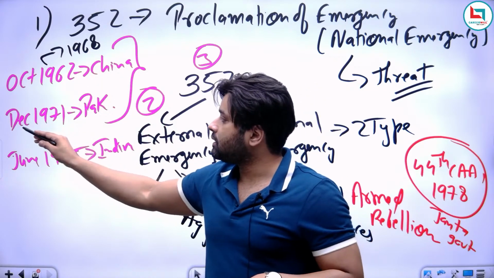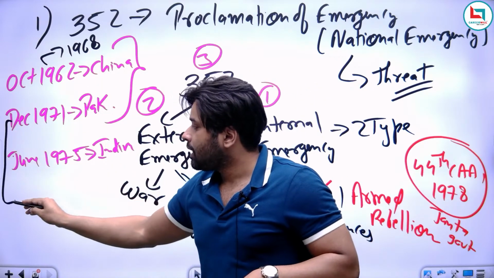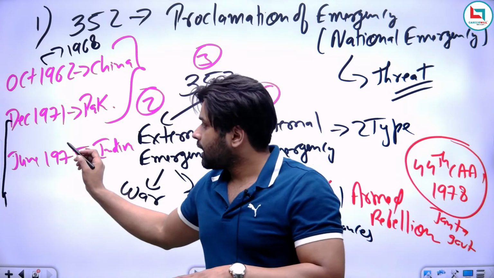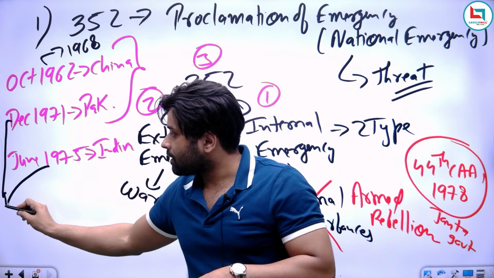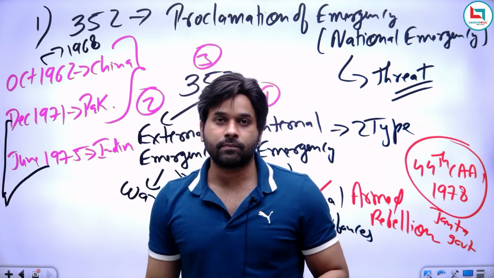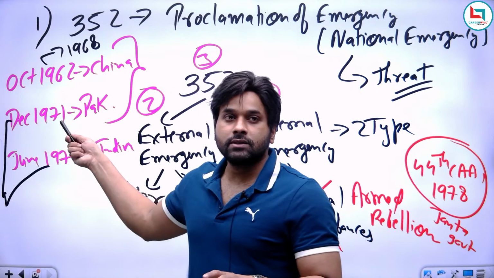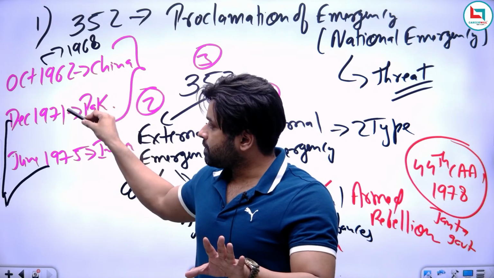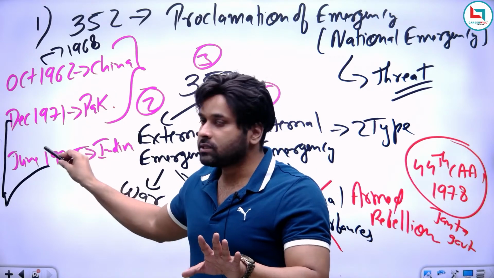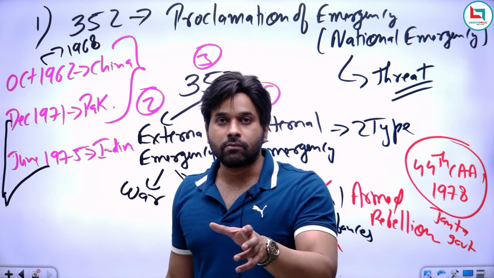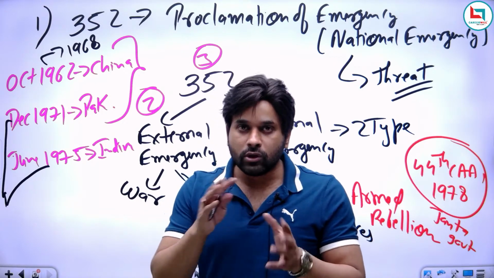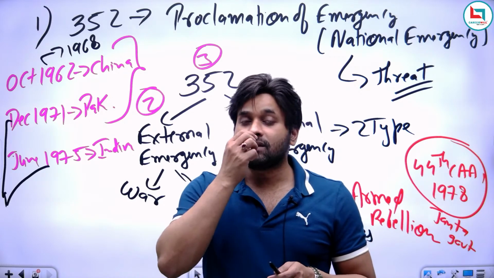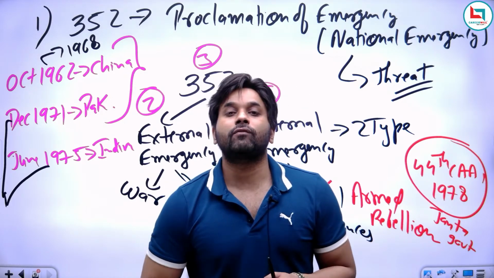And this emergency was imposed in 1971. Now, while this emergency was in operation, another emergency was imposed at the same time. Now the important question comes. This emergency was already in operation, and another emergency was imposed. So now the question comes, how is it possible that two different national emergencies are continuing at the same time? It is possible. It was by the 38th Constitutional Amendment Act of 1975.